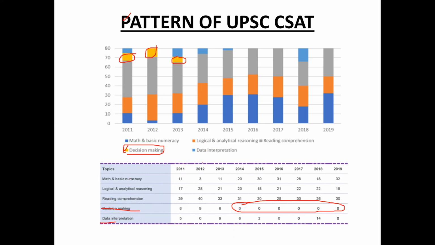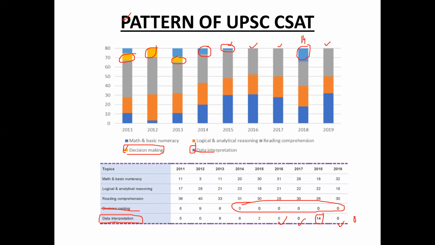Here DI is represented by this blue one. If you go through DI, you will understand that it is highly unreliable. In 2014, there were some questions. In 2015, the number of questions was even reduced. And then no questions of DI were asked in 2016, 2017, and 2019. In 2018, yes, some 14 questions were asked on DI. But other than that, in 16, 17, 19, and even in 2020, there were no questions on DI. So this is also a highly unreliable topic.